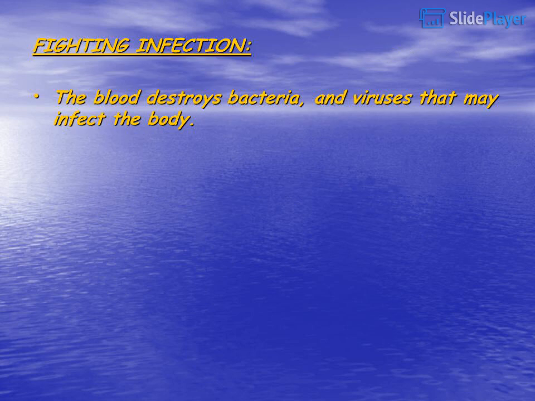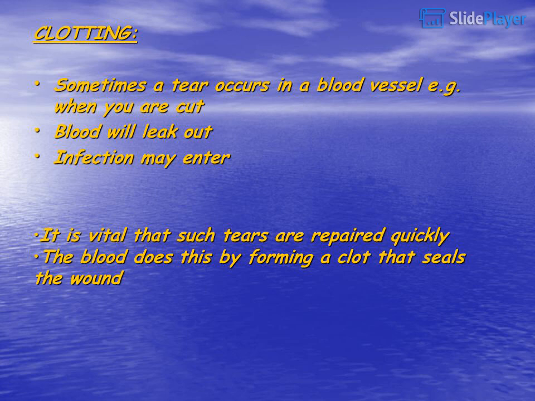Fighting infection. The blood destroys bacteria and viruses that may infect the body. Clotting. Sometimes a tear occurs in a blood vessel. For example, when you are cut, blood will leak out. Infection may enter. It is vital that such tears are repaired quickly. The blood does this by forming a clot that seals the wound.